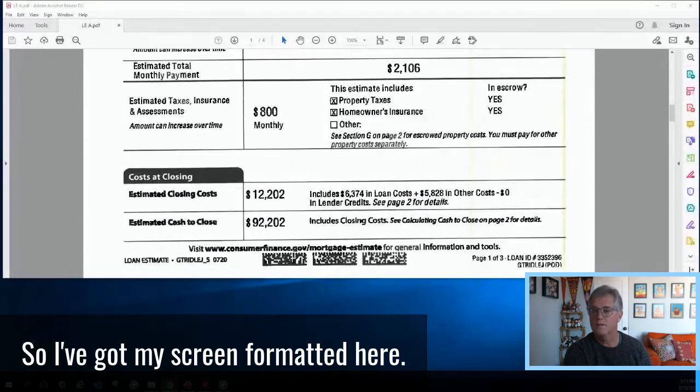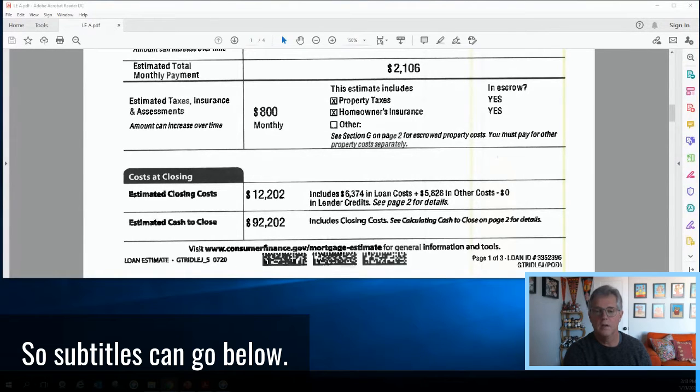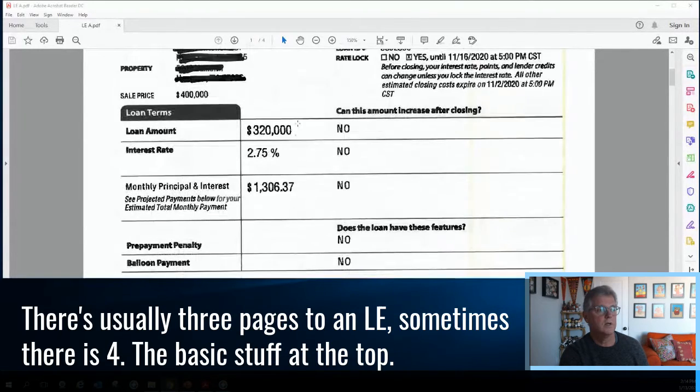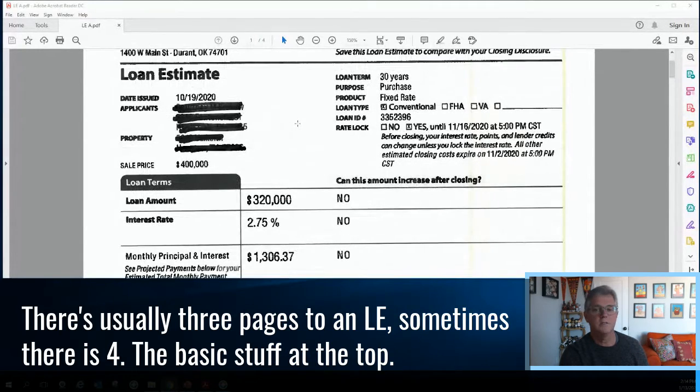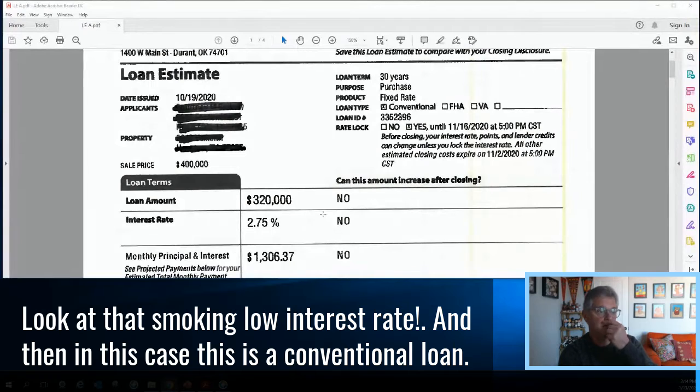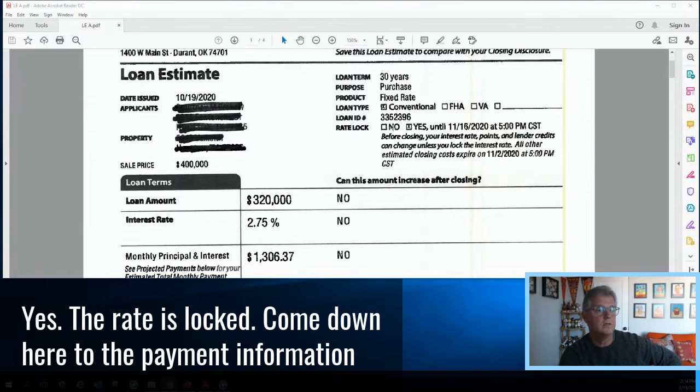So I've got my screen formatted here so my subtitles can go below. Okay, so let's start up here. At the top, there's usually 3 pages to an LE. Sometimes there's 4. The basic stuff at the top. What's the sales price, the date, the loan amount, the interest rate. Look at that, smoking low interest rate. In this case, this is a conventional loan. Yes, the rate is locked.